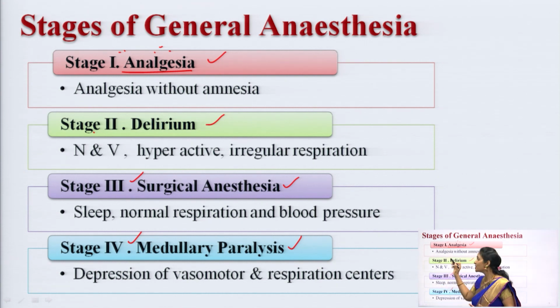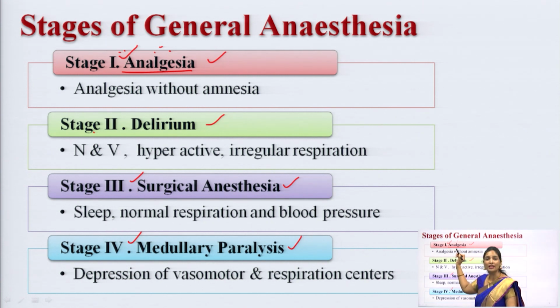And in this stage, especially in the first stage, minor operations like dental operations can be carried out. So, dental operations you can choose in stage 1, okay. And in stage 1 you can see the respiration will be very normal, there will be no fluctuation of respiration, and the person will rapidly pass into stage 2, okay. So, this is about stage 1.